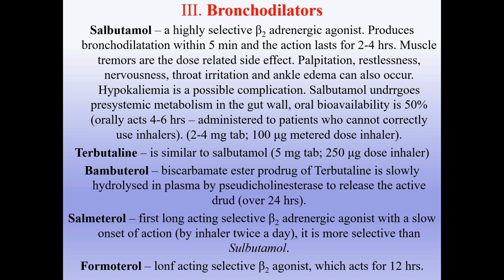Bambuterol, a biscarbamate ester prodrug of terbutaline, is slowly hydrolyzed in plasma by pseudocholinesterase to release the active drug over 24 hours. Salmeterol, the first long-acting selective beta-2 adrenergic agonist, has a slow onset of action and is given by inhaler twice a day. It is more selective than salbutamol. Formoterol, a long-acting selective beta-2 agonist, acts for 12 hours.